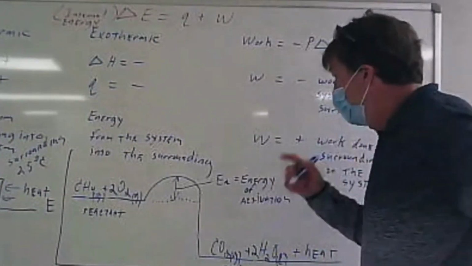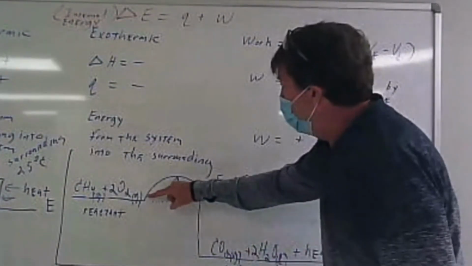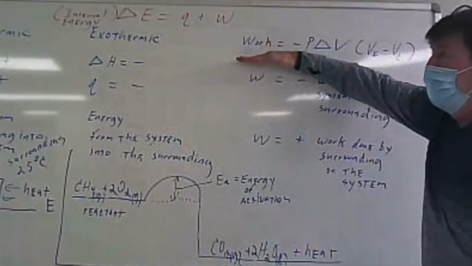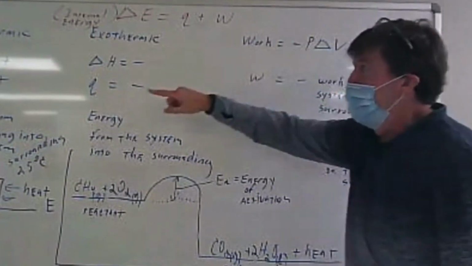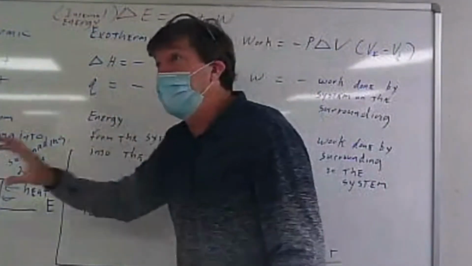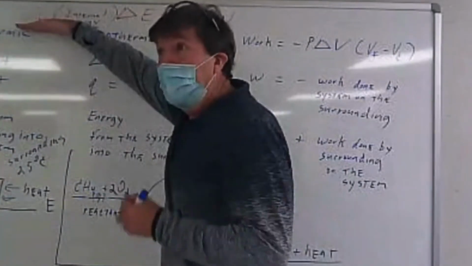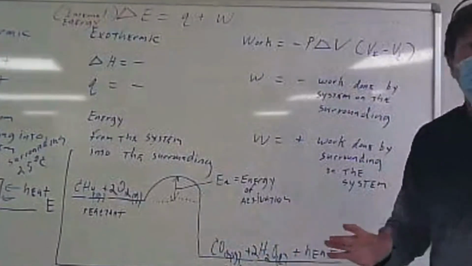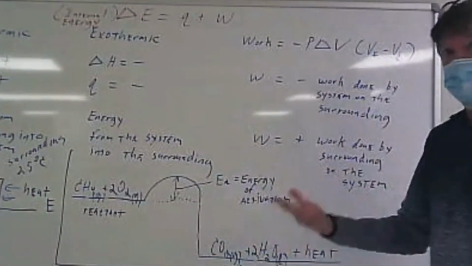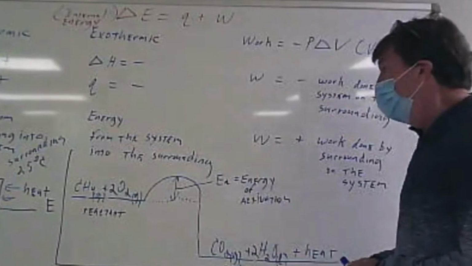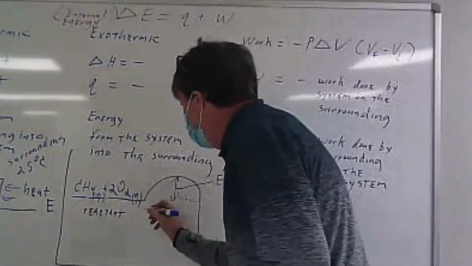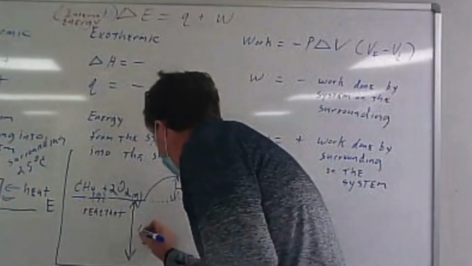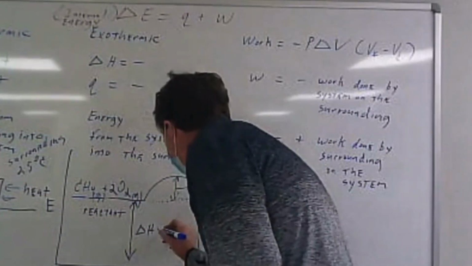Well, what about this? Let's say we had to go up here and then the products are way up here. Wouldn't that mean an endothermic process, where we have to push energy into the system to get the products? This is exothermic, where energy is released into the surroundings. What do we call this change in energy from here to here? That is our enthalpy change. That's delta H.